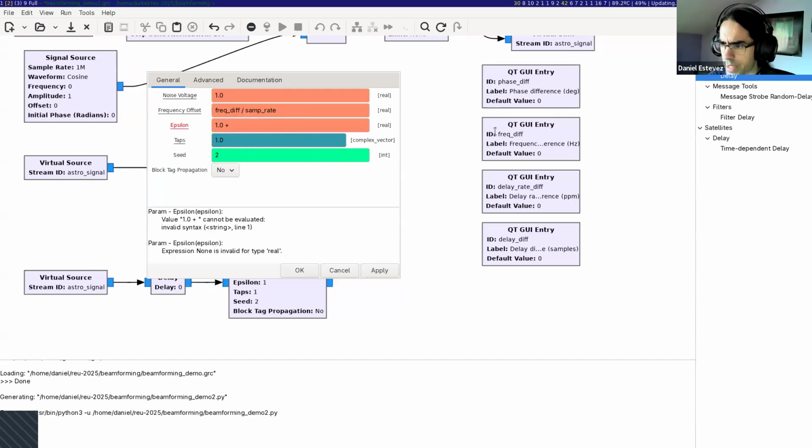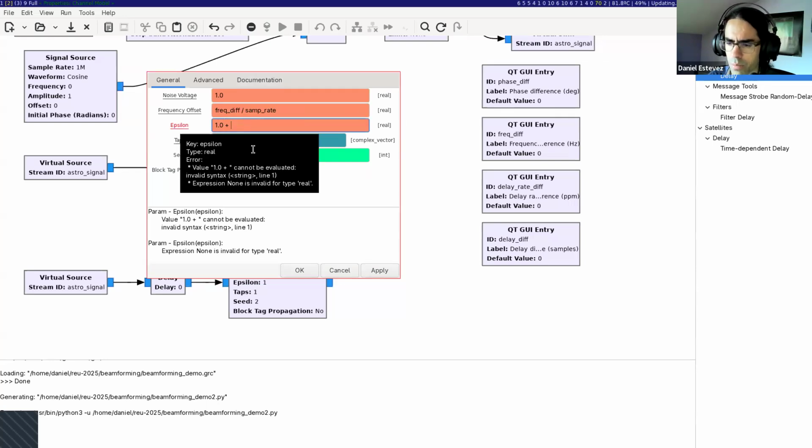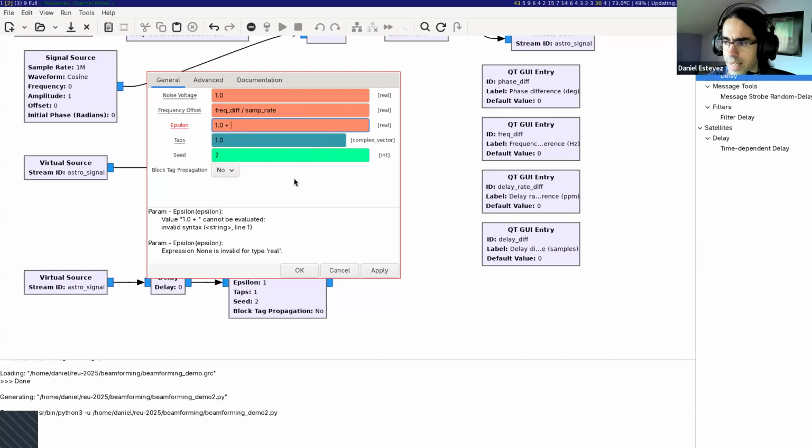The epsilon is quite easy. It is actually 1.0 plus the delay rate difference. But the only thing is this is in parts per million. So I need to multiply by 10 to the power minus 6 so that it is in parts per 1. So for example, 1 ppm here will give me 1.000, bunch of zeros, 1. Or in another way, 1 plus 10 to the power minus 6.